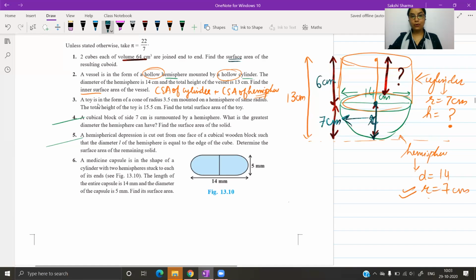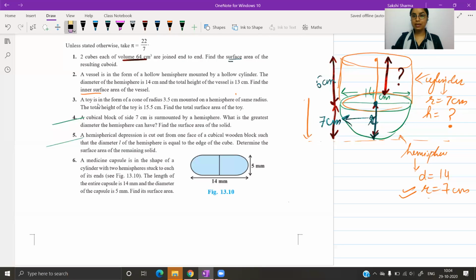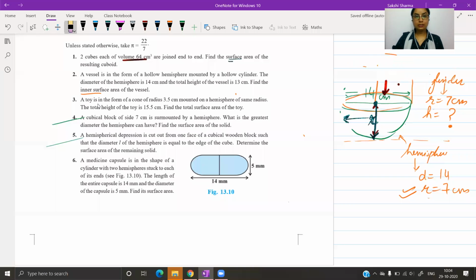A toy is in the form of a cone of radius 3.5 centimeters and it's mounted by a hemisphere. So now you have a conical shape mounted by a hemisphere. It will look like a top actually. And you have to find out the surface area of the toy. You have been given the total height of the toy, somewhat similar to question number 2.